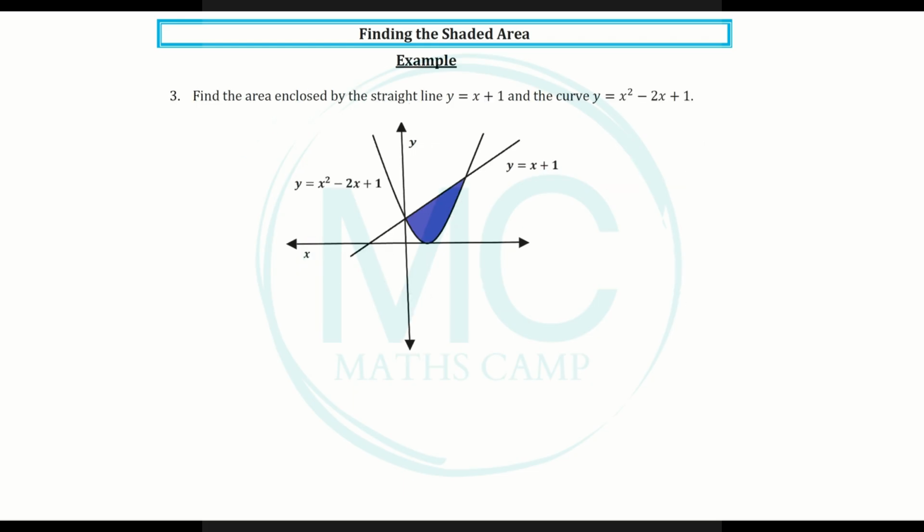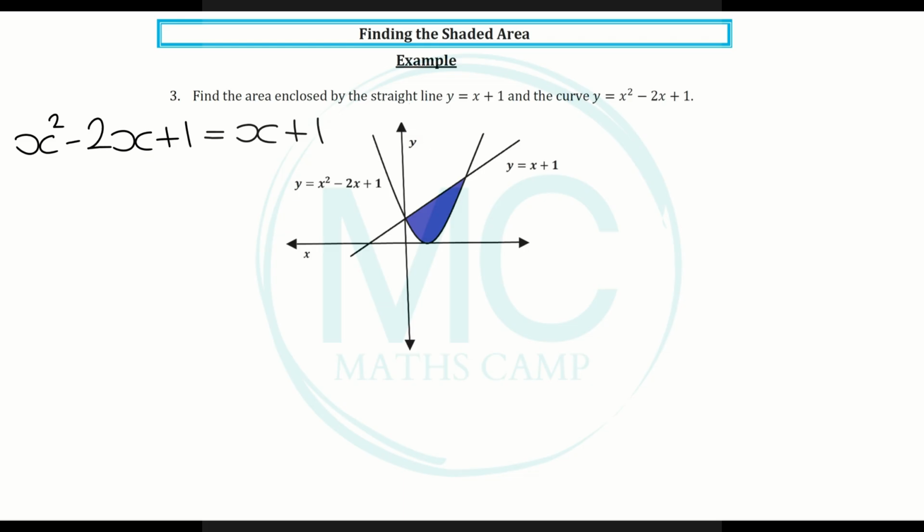Find the area enclosed by the straight line y is equal to x plus 1 and the curve y is equal to x squared minus 2x plus 1. Once again, we have not been given our x restrictions. So to find the points of intersection, let's make our equations equal. And we can say the equation of the curve, x squared minus 2x plus 1 is equal to the line x plus 1.